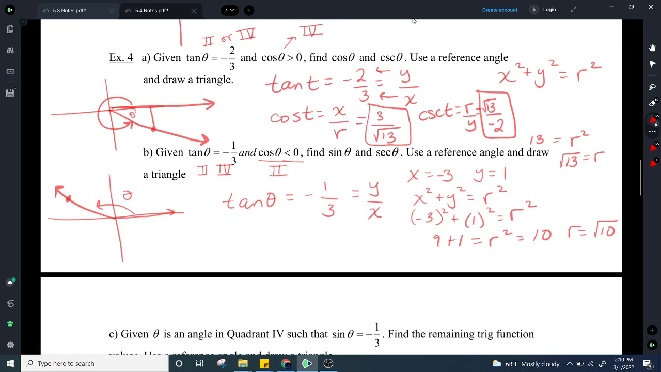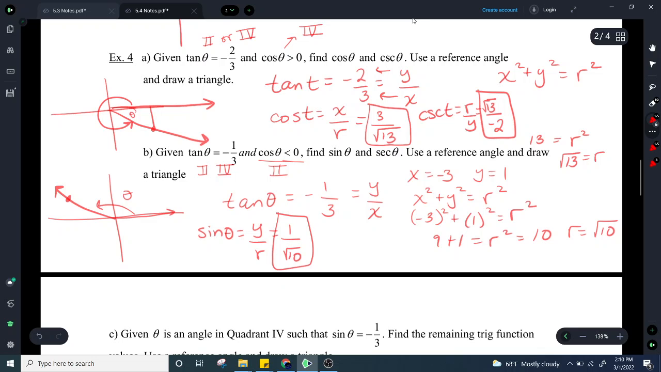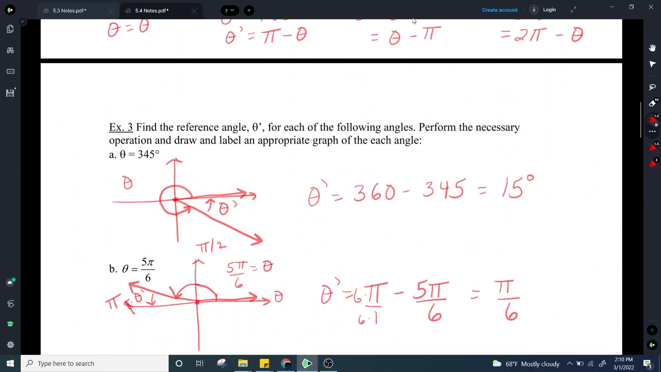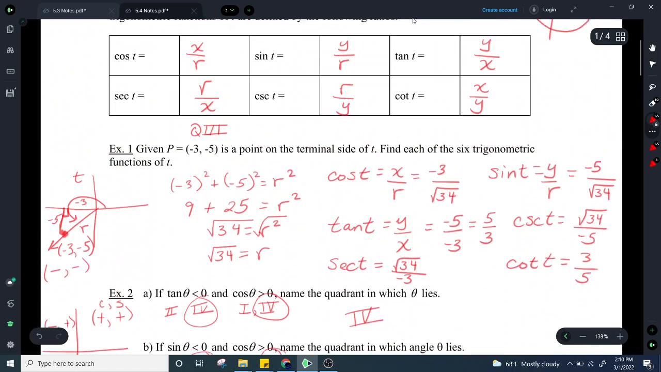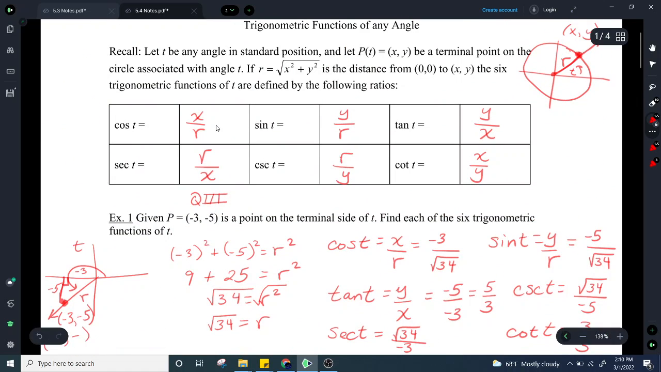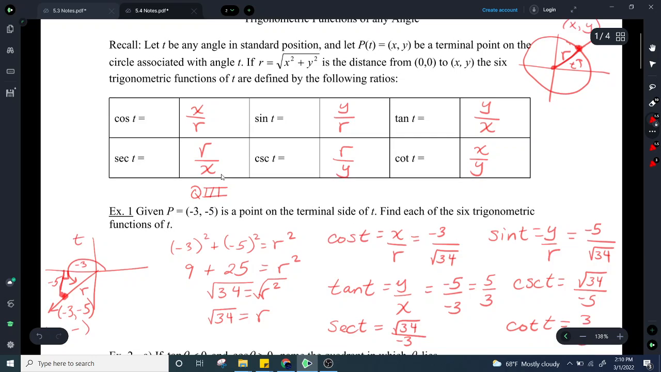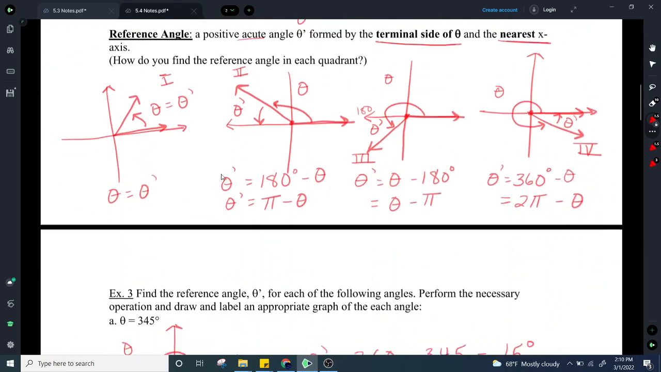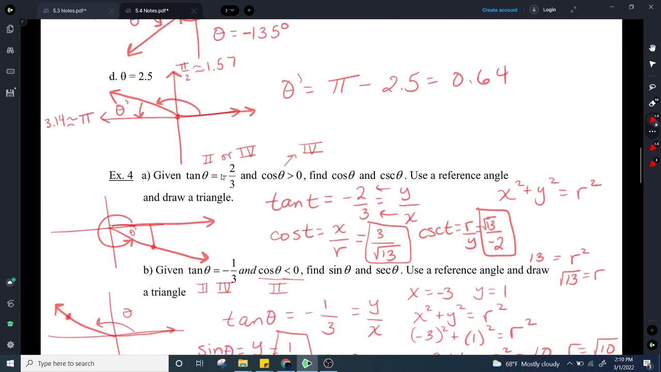All right, so sine theta. From the chart earlier, sine theta was equal to y over r. So y, we said, was 1 from back here. And r is the square root of 10. I'm going to leave that unsimplified for now. 1 over the square root of 10. Secant theta, all right, so secant is the reciprocal of cosine. Start memorizing these as you go. Cosine, remember, is x over r. So if you know cosine is x over r, that means secant has to be r over x because it's the reciprocal of cosine. All right.